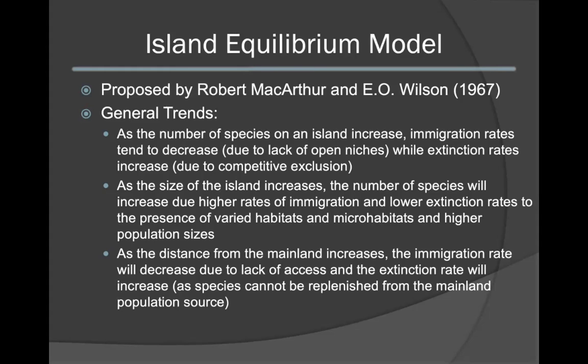And finally, as the distance from the mainland increases, the immigration rate will decrease. This is due to lack of access. In addition, the extinction rate will also typically increase. This is because species cannot be replenished as easily from mainland population sources.